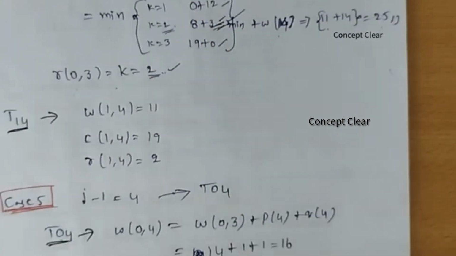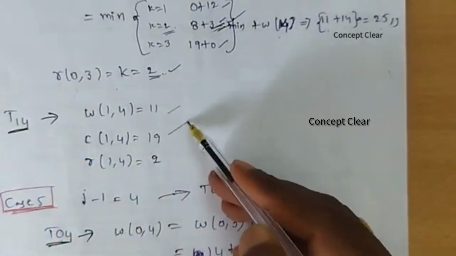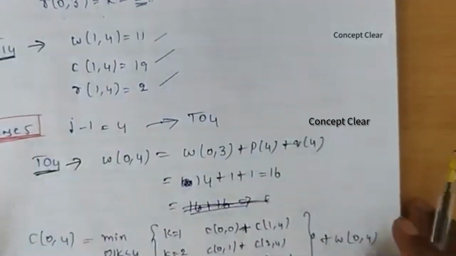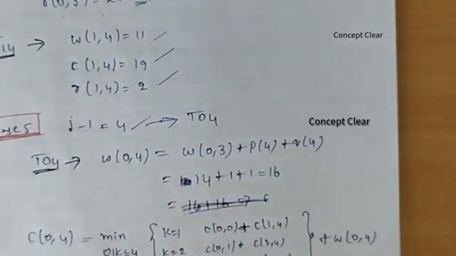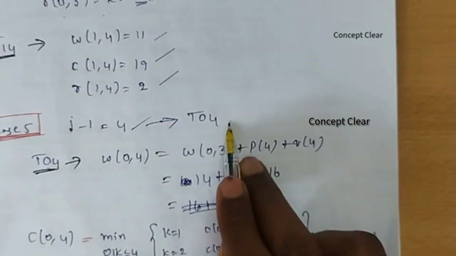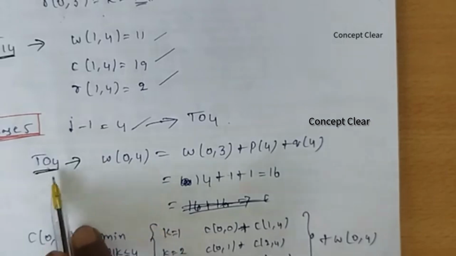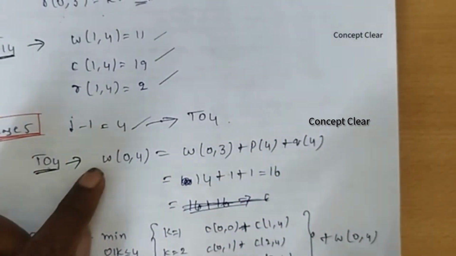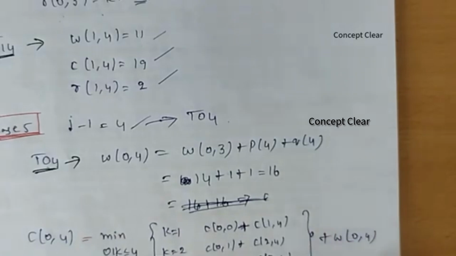Next term is T14. I am writing the w value, c value, r value directly. And what about the last case? In the last case, j minus i equals 4. Here we have only one possible term, T04. T04 is the only possible term. Again we have to implement three equations: the w equation, c equation, and r equation.